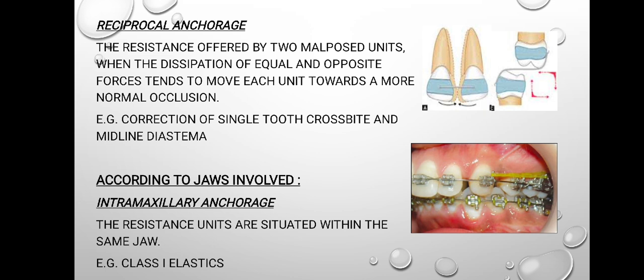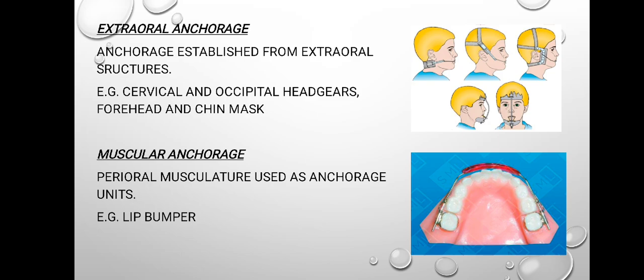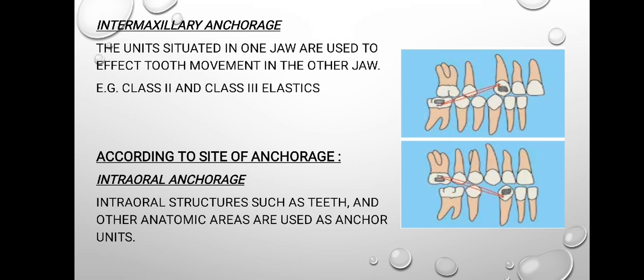Now we'll see according to the jaws involved. Intramaxillary anchorage: the resistant units are situated within the same jaw. Example is class 1 elastics. Intermaxillary anchorage: the units situated in one jaw are used to effect the tooth movement in the other jaw. Example, class 2 and class 3 elastics.